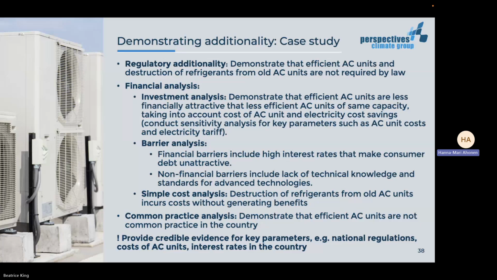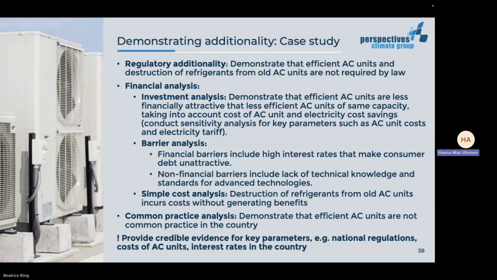And then in terms of financial analysis, there are some benefits from energy efficient AC units. For example, they save electricity because they don't spend as much electricity. So you have some positive benefits. So you would be using an investment analysis showing that the benefits of using the more energy efficient one are not sufficient to justify the higher cost that they have. And there are more economically attractive options, so cheaper but less efficient AC units available. So a comparison of those.